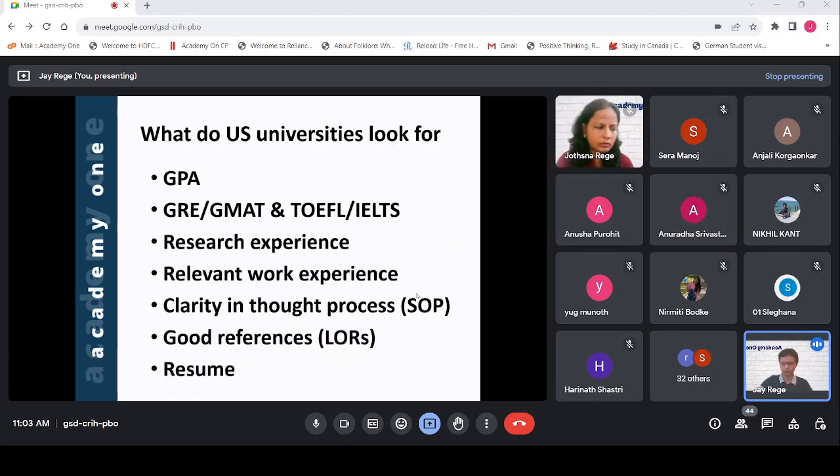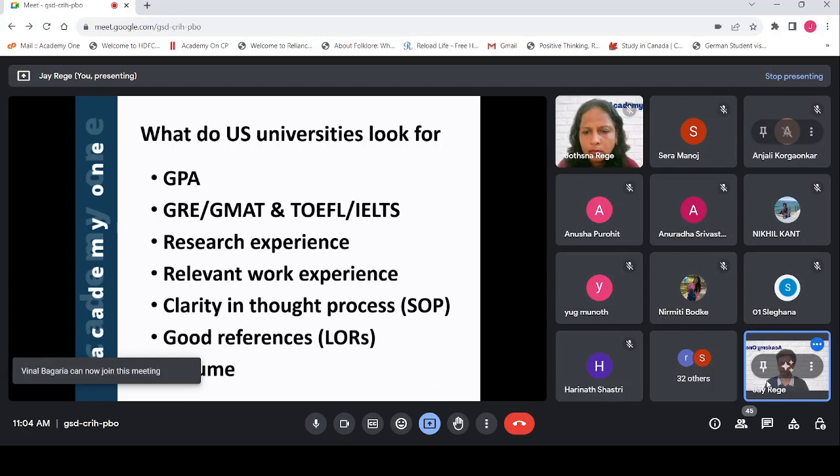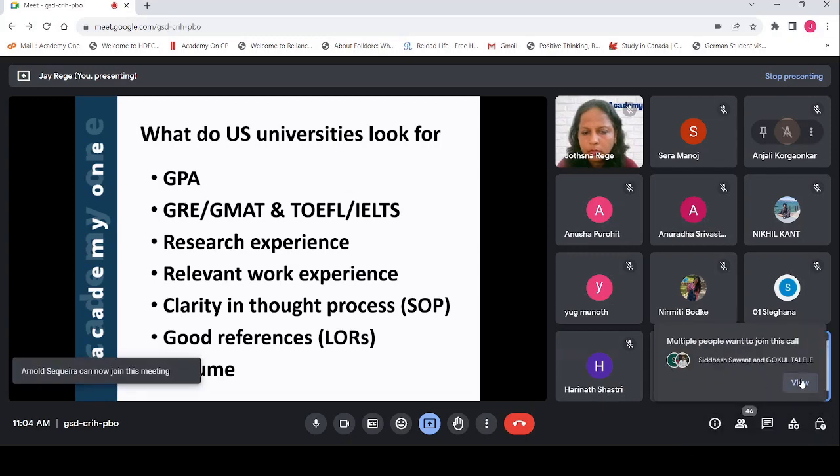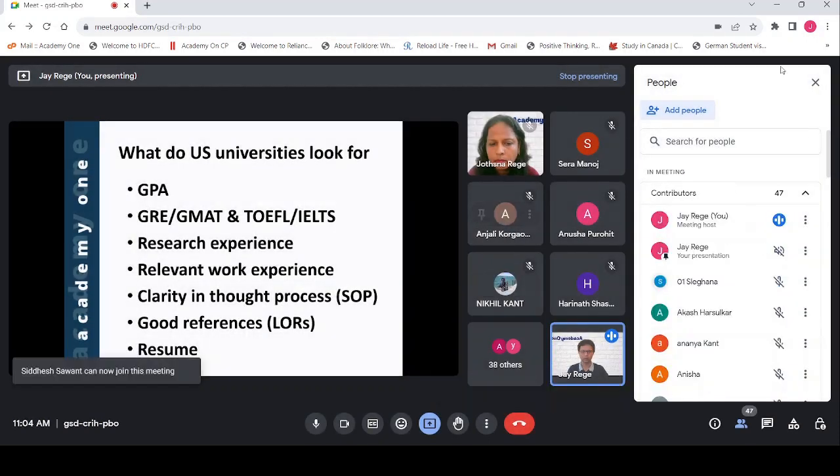So let's begin with what universities look for in applicants. That is generally the first thing that students, when they start applying, ask: how do universities evaluate your applications? These are basically the parameters that they consider while evaluating your application. The first and the most important aspect that most universities consider is your overall GPA. It could be your percentages, your grades, or anything.